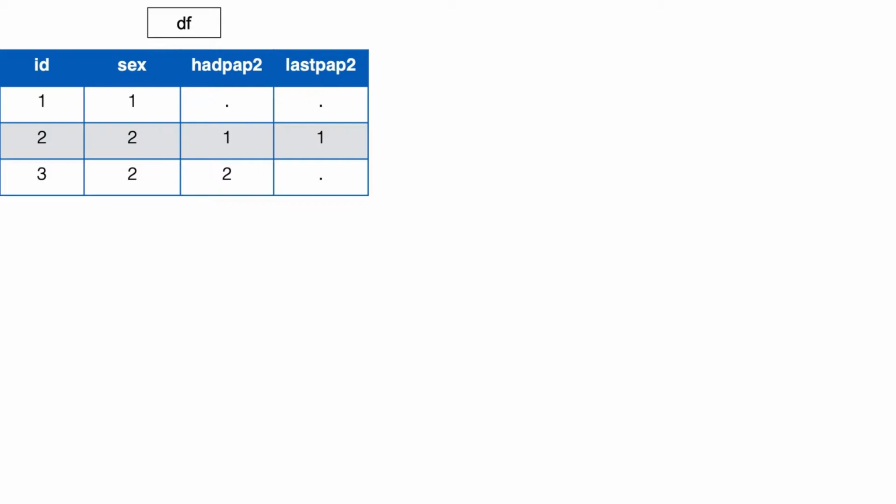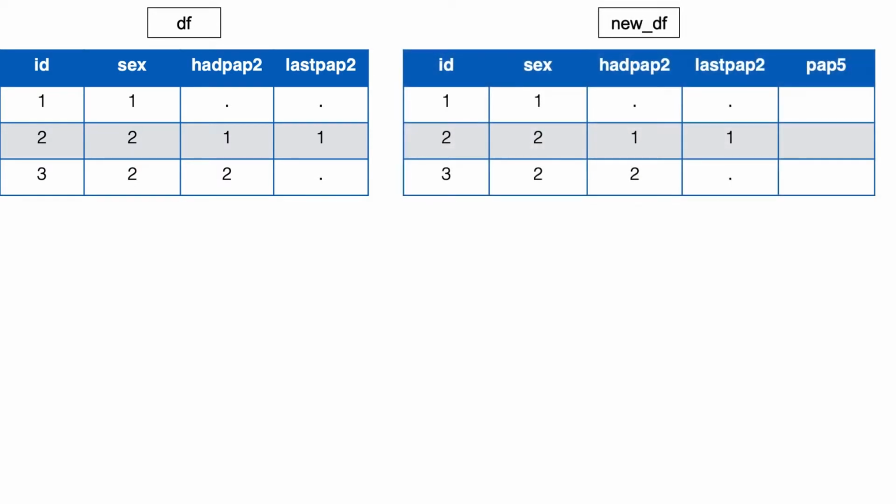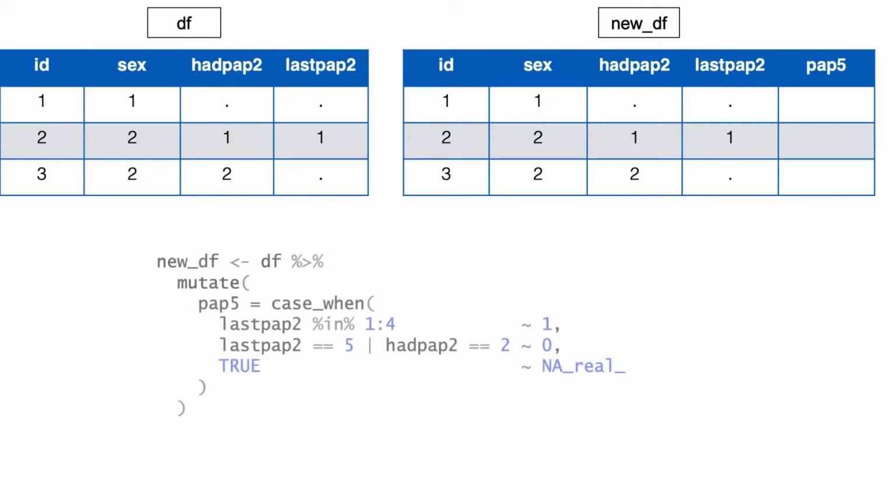We'll begin with our original data. Here I'm just calling it DF for data frame. We're going to use DF as the basis for our new data frame, new_DF. Notice that new_DF has an additional variable, PAP5. We'll create this variable, which will store information about whether or not a participant had a Pap test in the past 5 years. And we'll create it using conditional processing. There are many ways you could go about doing so. Here I'm using dplyr's case_when function to do the conditional processing.